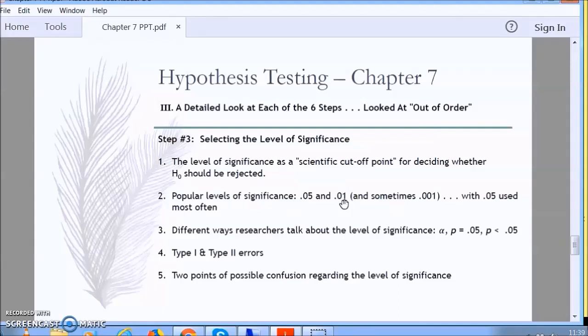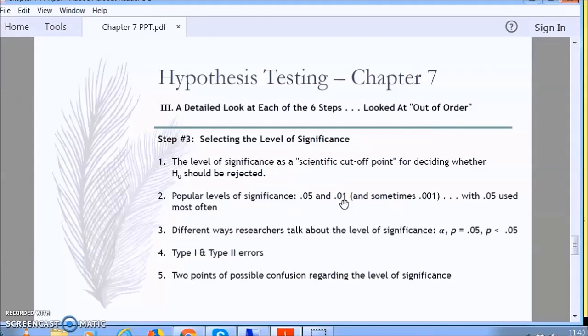Step 3, selecting the level of significance, is something the researcher must do prior to collecting the data, and it has an impact on how large or small the criteria number should be. So before the data is collected, the researcher must select the level of significance. The level of significance obviously influences the size of the critical value. Like I said, whichever of those procedures you use will yield the same result.